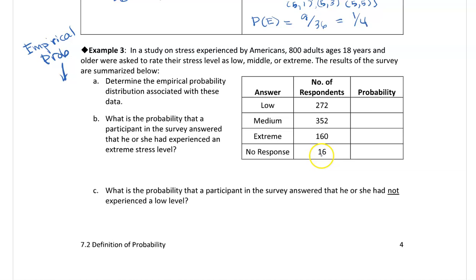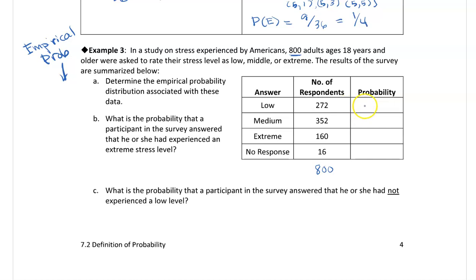And if we add all of these up, we saw 272 answered low stress, 352 answered medium, 160 answered extreme, and 16 gave no response. If you add up all those responses, it adds up to 800, which we like to see because that's what it says here. That's how many were surveyed. So it's always good to check, make sure that everybody got accounted for.